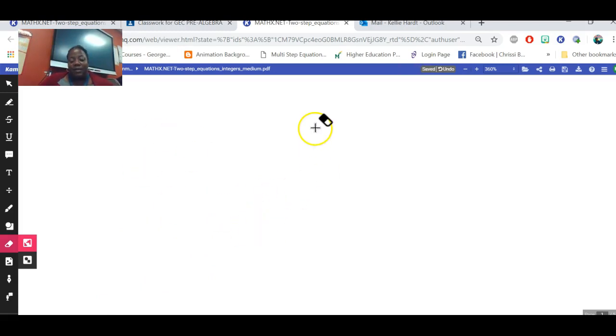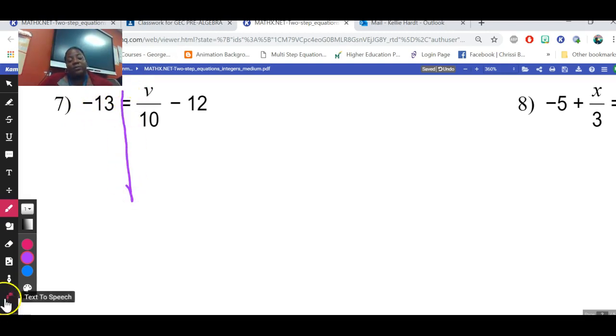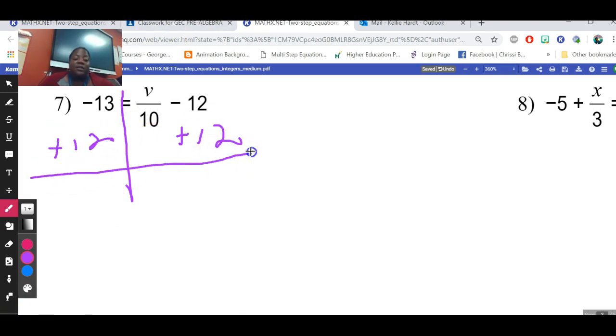All right. So here we go. I'll do number 7. Sure, why not? I think that's one that we did in class too, where you guys had started working on your own. So here we go, right? So I have a plus 12 here and a plus 12 here, right? If I do that, my answer is going to be negative 1. It's negative 13 plus 12, negative 1, equals v over 10, right?